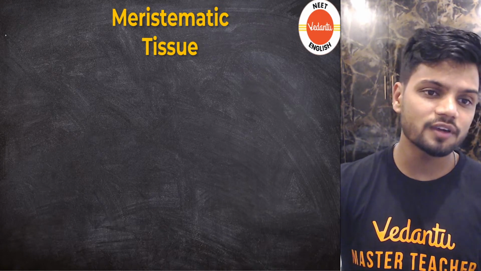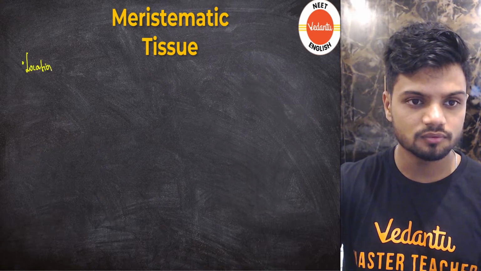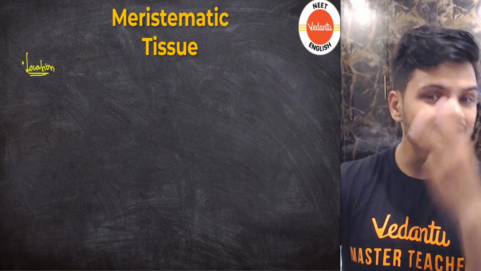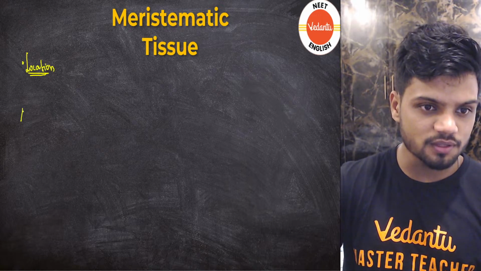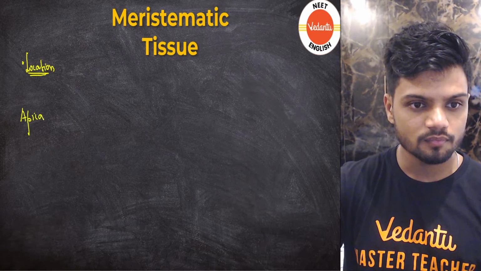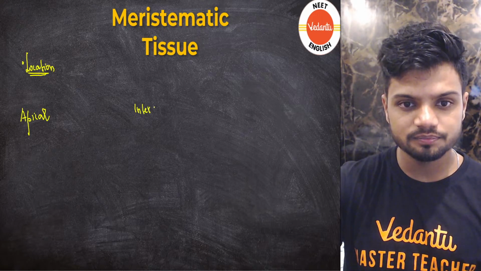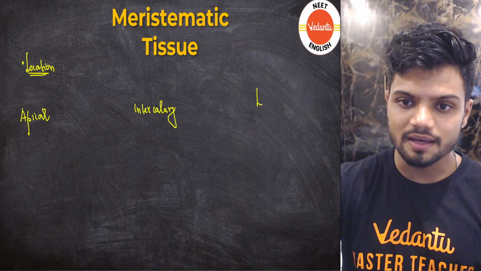Now the second classification is based on the location. Based on the location, we have three separate categories, not one or two. The first one is called apical meristem. The second one is called intercalary meristem. And the third one is called lateral meristem.